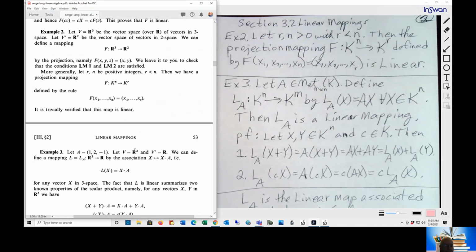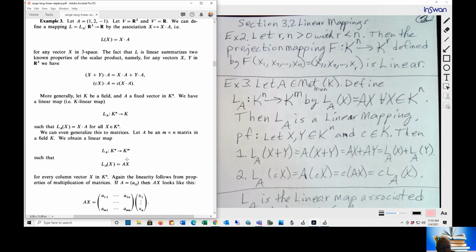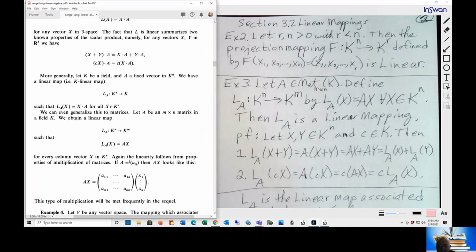Okay. Now next, the generalization of example 3 is the following. Let A be an m by n matrix over the field K. Define a map L_A going from K^n into K^m by the following definition: L_A(x) = Ax for all column vectors x in K^n. Then we contend that L_A is a linear mapping.